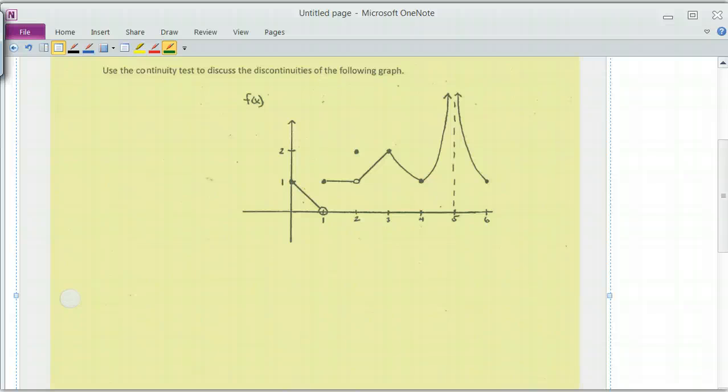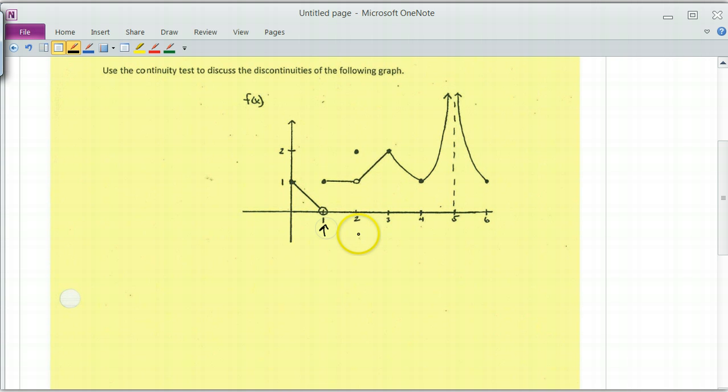Okay, I'm going to pause this now and pull up the last sheet on your PowerPoint. We're going to use the continuity test to discuss the discontinuities of this graph, y equals f of x. Looking at this, you can say that it's not continuous at x equals 1, x equals 2, and x equals 5. And we're talking of the domain of 0 to 6 inclusive. So those are the 3 points that we're going to discuss.